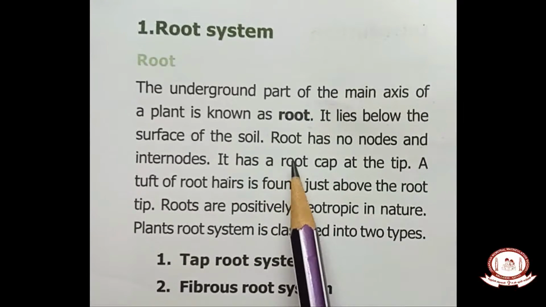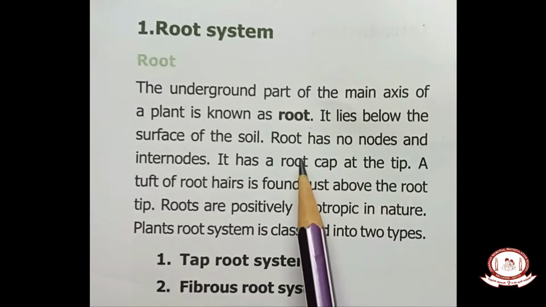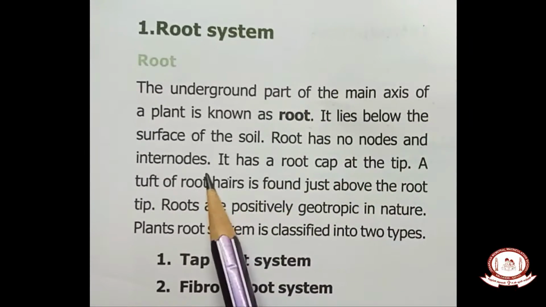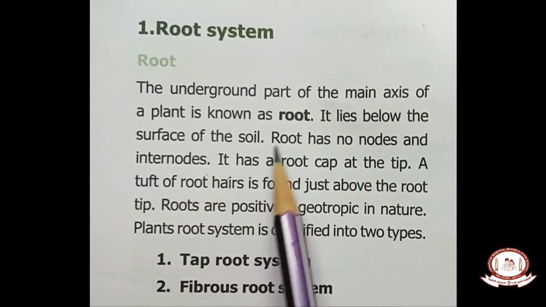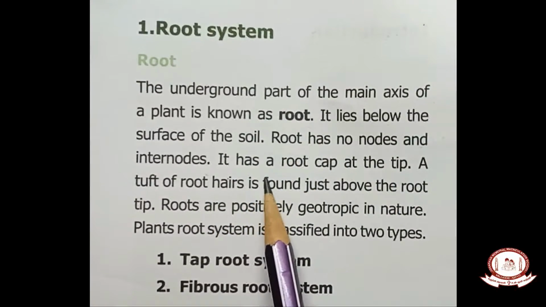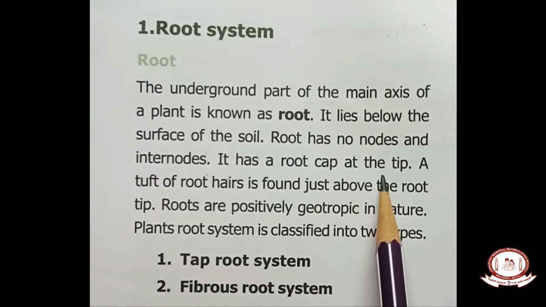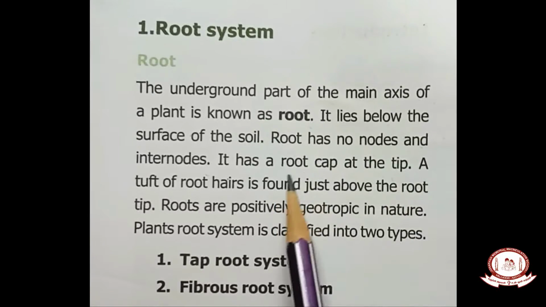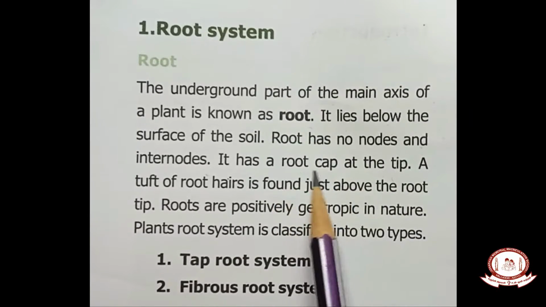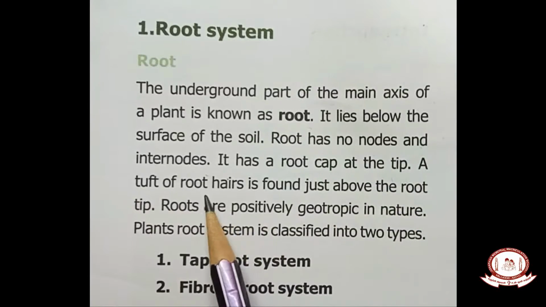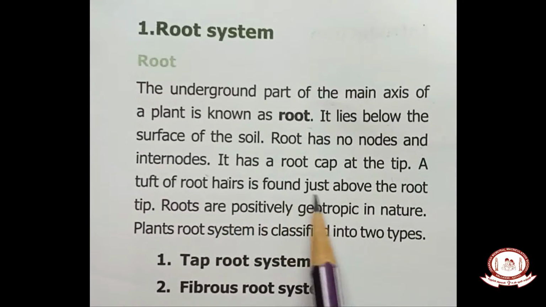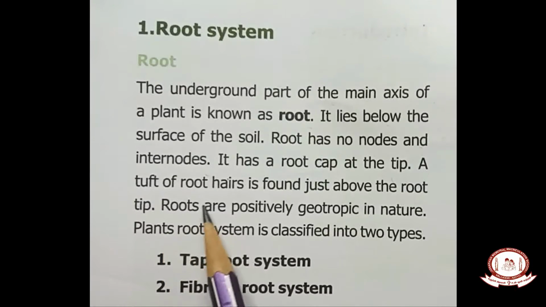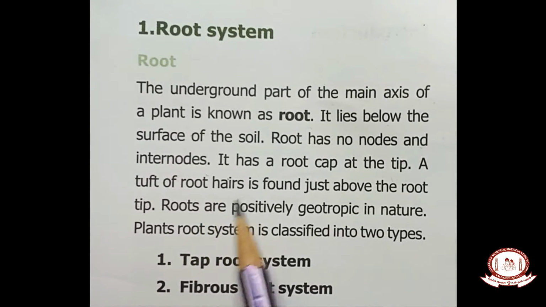In the stem we have studied nodes and internodes, but the root has no nodes and internodes. It has a root cap. The tip of the root is protected by a cap-like structure that is called the root cap. A tuft of root hairs is found just above the root tip. Near the root tip you can see a cluster of root hairs.